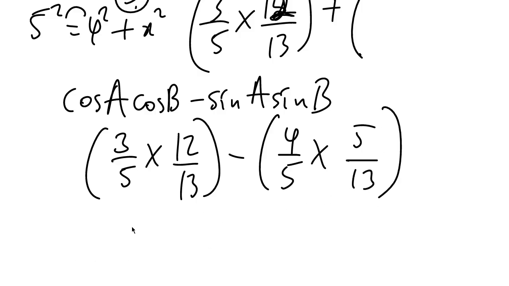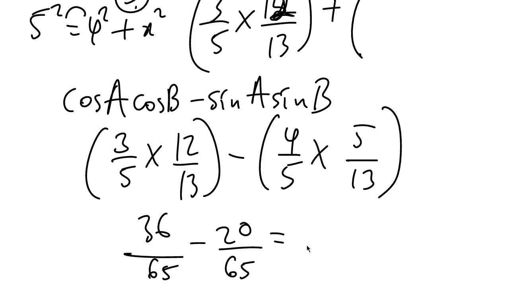So with this, what do you have? You have 36 over 5 times 13, which is 65, minus 20 over 65, and that's going to be 16 all over 65. That's the value of cos(A + B), because cos A was 3 over 5 and cos B was 12 over 13. That's 36 over 65, minus sine A, which is 4 over 5, times sine B, which is 5 over 13, and that's 20 over 65. That's 16 over 65. So that's the value.